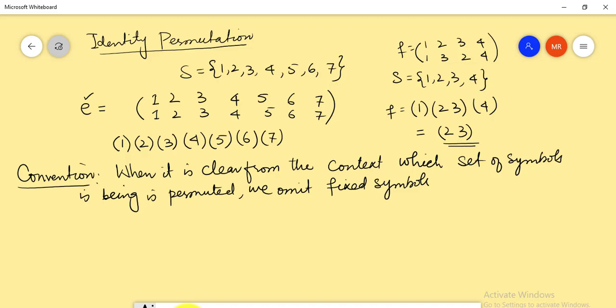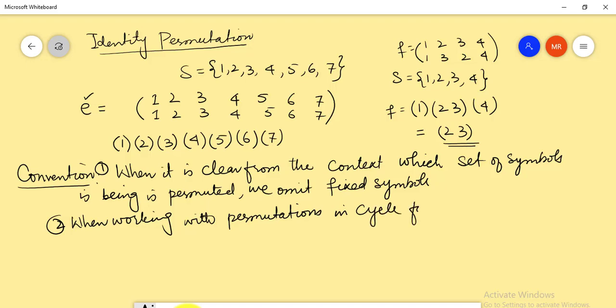And this is the first one. The second one: when working with permutations in cycle form, we denote the identity permutation by E.